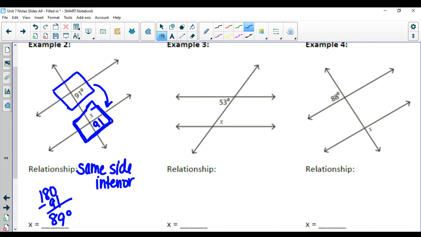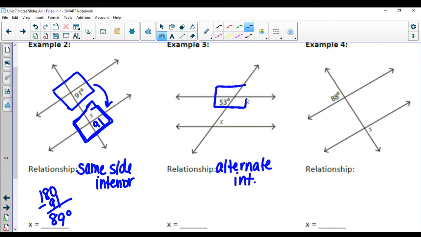When I look at the 53 and the x, these are both located on the interior. They're inside the parallel lines, but notice that they flipped over the transversal. So we call this alternate interior. And you're welcome to shorten those in whatever way makes sense to you.